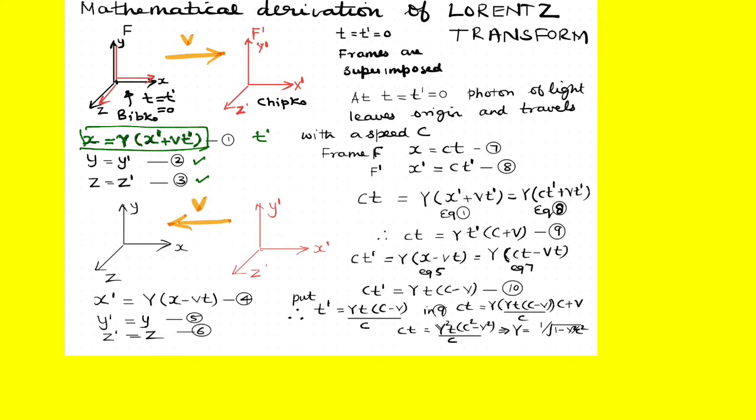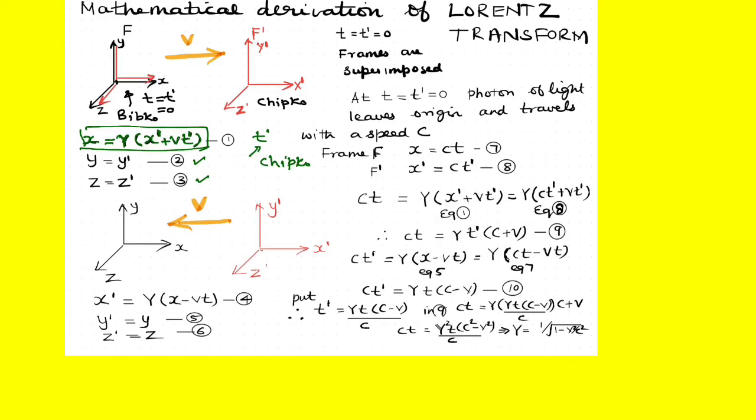x is the x coordinate of Bibco, that is the black frame, and it is equal to gamma, the length contraction coefficient, multiplied with x dash plus v into t dash, assuming that the red frame is going towards the right with a velocity v and experiencing a time t dash. So t dash is the time experienced by Chipco, the red frame.